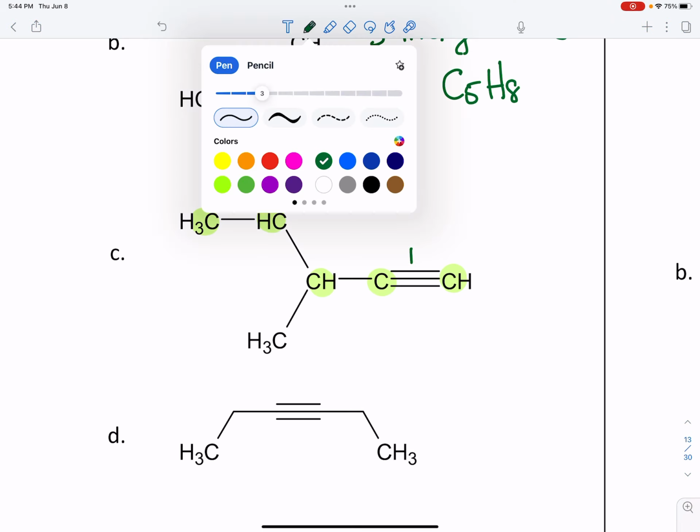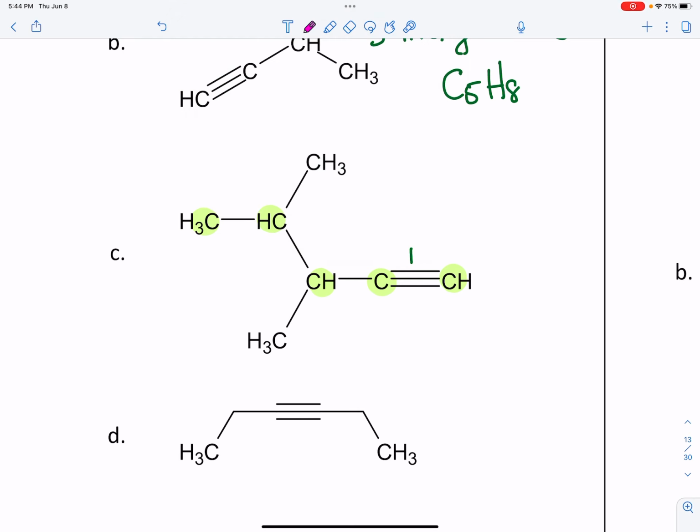Looking at branches, there's 2 branches. There's a methyl on the 3rd carbon, numbering again from the right-hand side, and there's a methyl on the 4th carbon, numbering from the right-hand side. So therefore, this molecule's name would be 3,4-dimethyl. Don't forget the prefix di. And then with 5 carbons, we'll say pent, and then 1-yne. And again, an American name would be 3,4-dimethyl-1-pentyne.